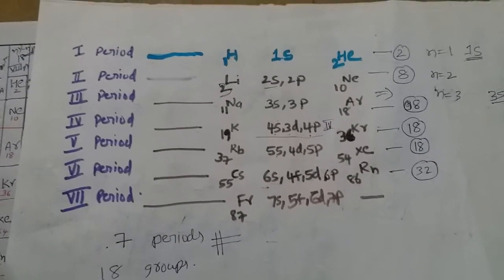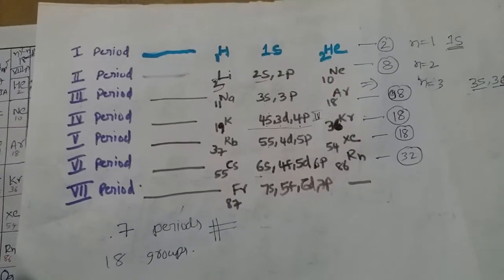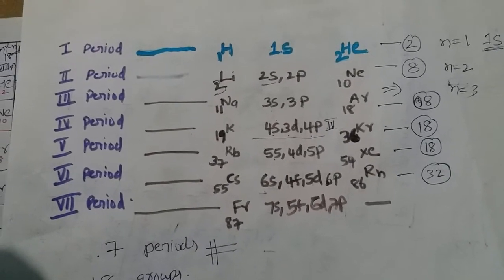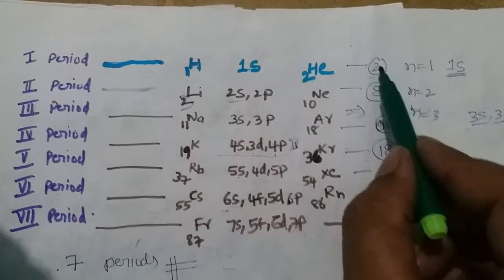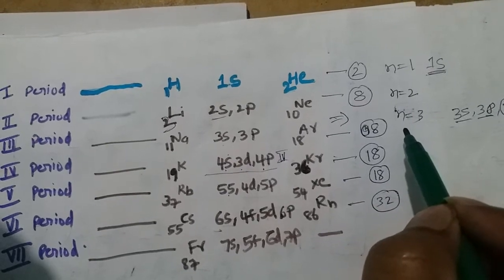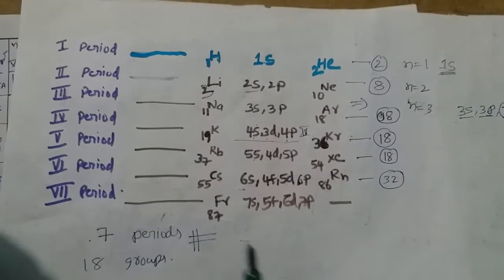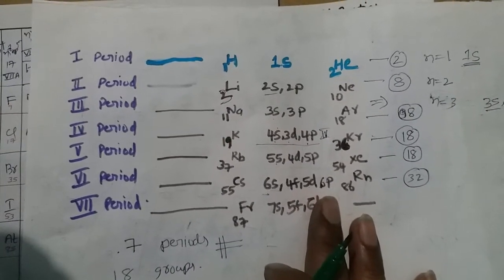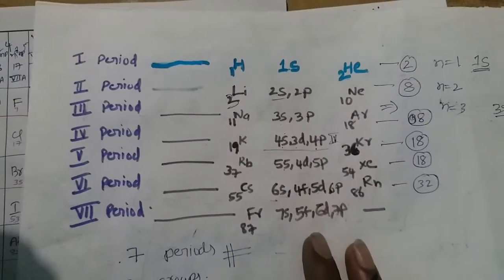Let's observe, whatever the reasons may be. In the first period we are filling only the first main shell, that is n equal to 1. In the second period n equals 2, in the third period n equals 3, in the fourth period n equals 4. Means what? There is no change in the main shell in a particular period.